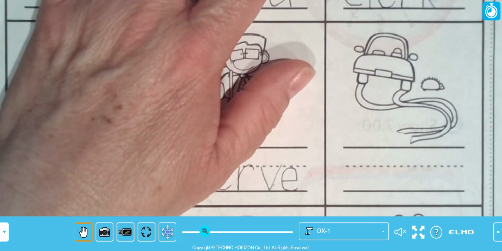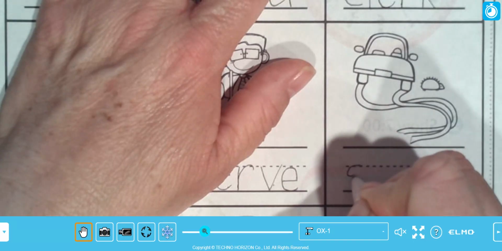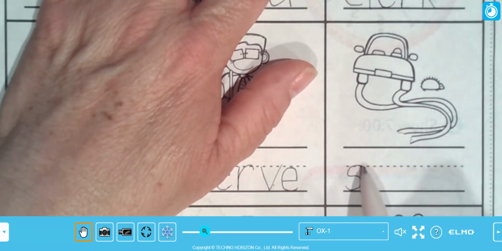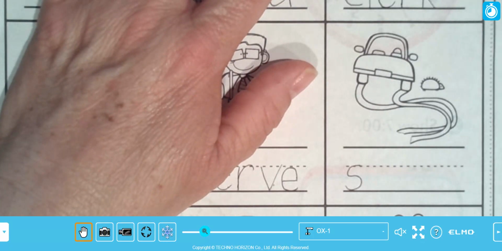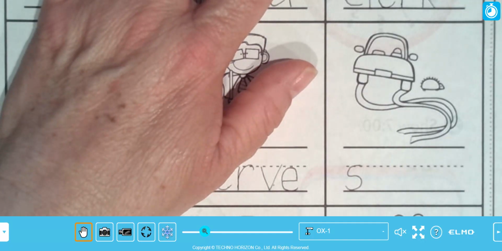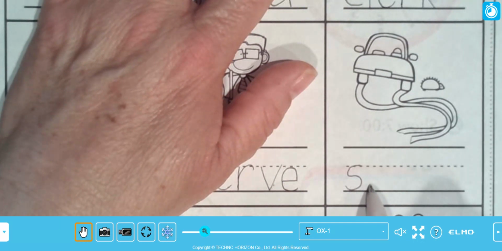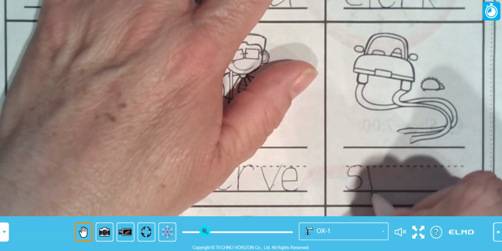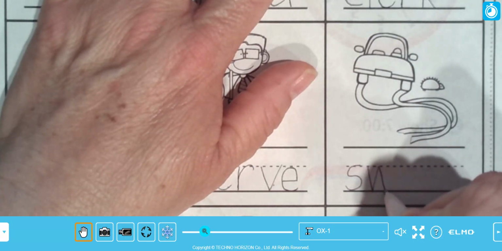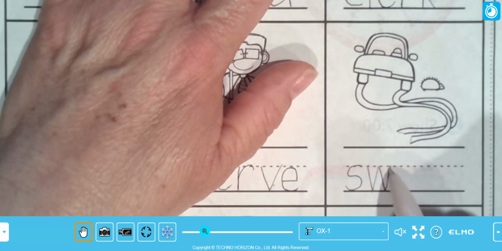The first sound in swerve is S. That's an S, so let's write it down. And an S is a small, so it starts at the dash and curves, swerves down to the bottom. Okay, next from swerve, S, W. So what letter makes the W? W, right? It starts at the dash, it goes down to the bottom, back up to the dash, down to the bottom, back up to the dash.